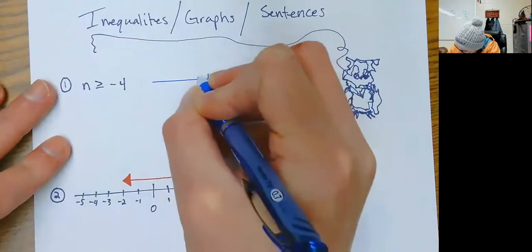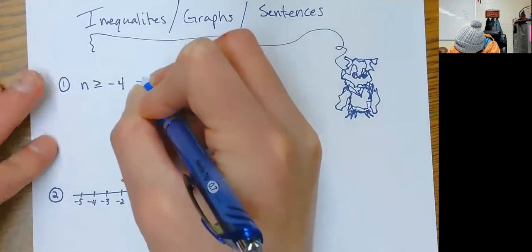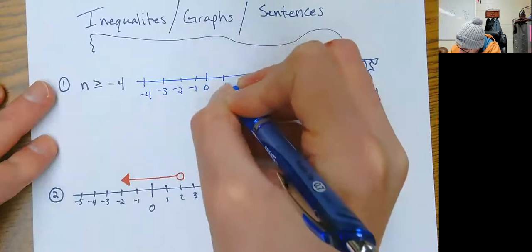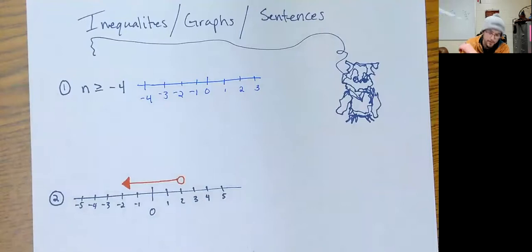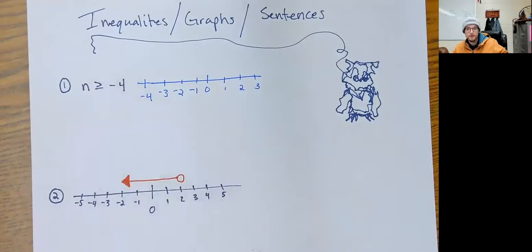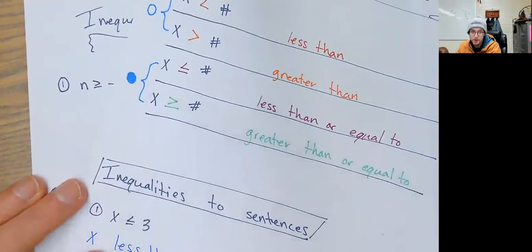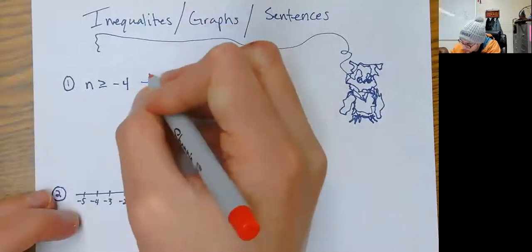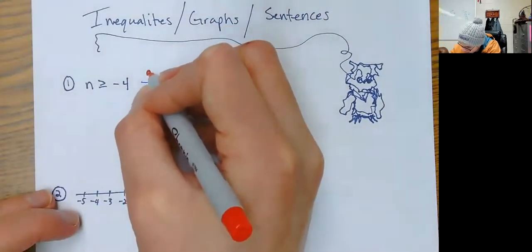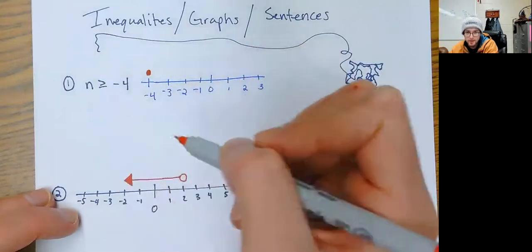And if I was to graph this, 0, and then -1, -2, -3, -4, and then 1, 2, 3. Open or closed circle? Now, based off of these notes in the beginning, if I have a greater than or equal symbol, it is a closed circle because it includes the number. So we're going to include -4. So I'm going to put a closed circle above -4. Now n is greater than or equal to -4.